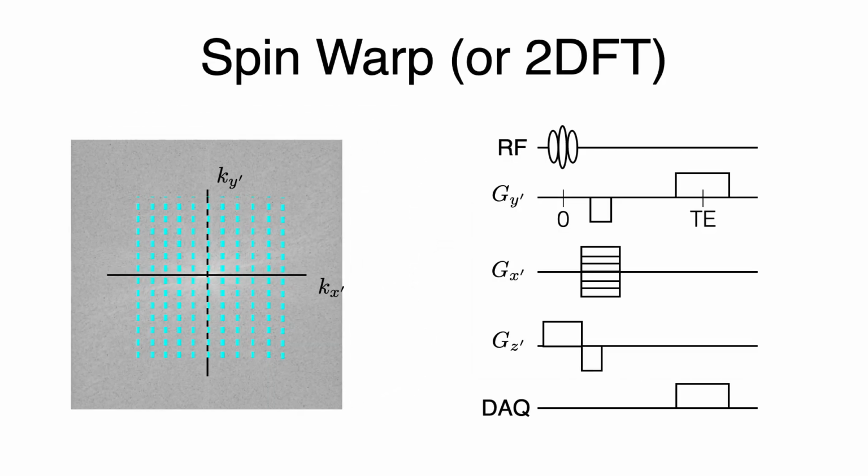Here we're collecting vertical lines of data in the Fourier domain, and while the Fourier domain extends off to infinity, we can only collect a finite amount of data. So the question is, how do we prevent errors when collecting just this smaller amount of data?